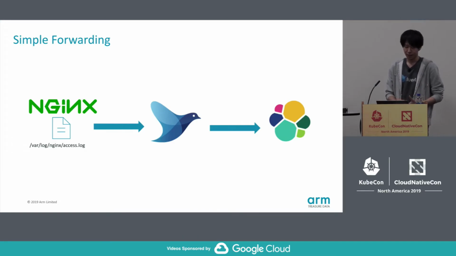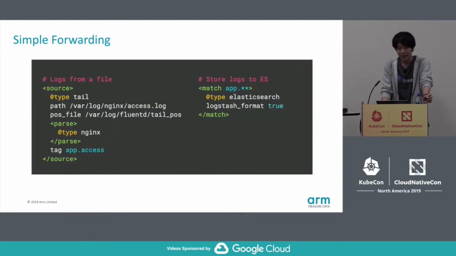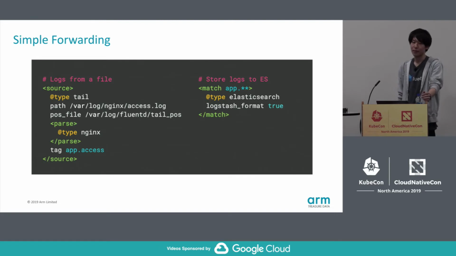As the first example, I'll talk about Fluentd monitoring the NGINX access log file. NGINX outputs the access log to a local file. Fluentd monitors it, and once a change occurs, reads it and sends it to Elasticsearch. This is the actual configuration for such a situation.